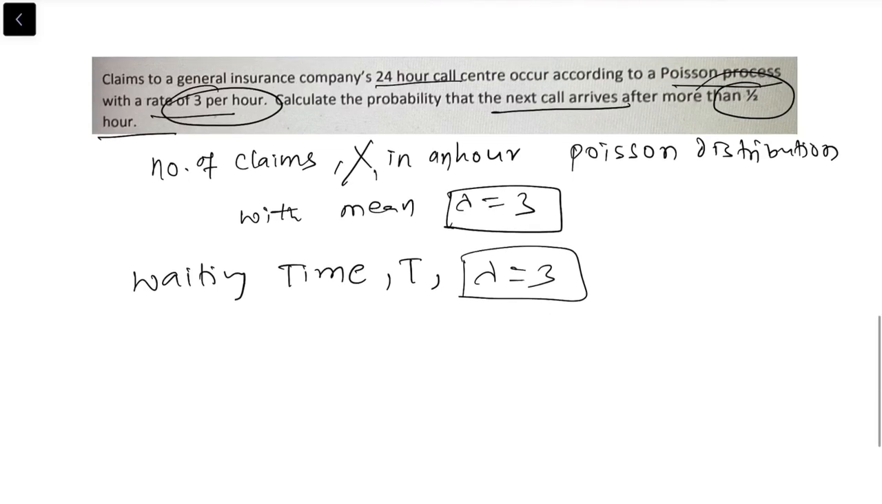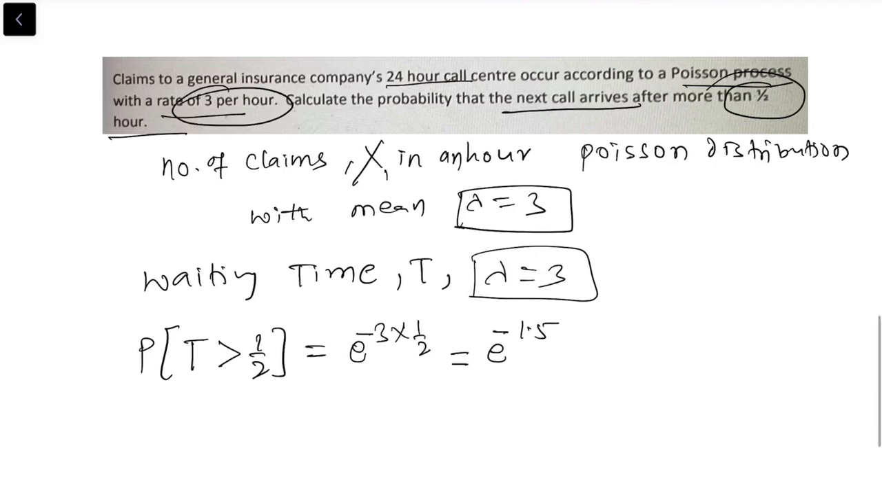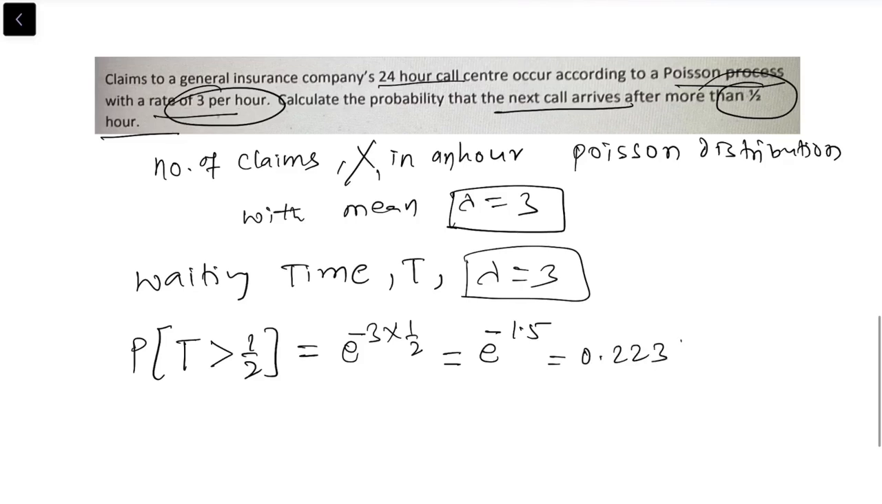All right. So now we can calculate the probability that the waiting time is greater than half an hour, that is half, and you know the CDF, which is e to the power minus lambda x, where lambda is 3 and x is half. So this is nothing but e to the power minus 1.5, which is 0.2231. So this is how you can use exponential distribution to solve this kind of question. This is just one application of exponential.